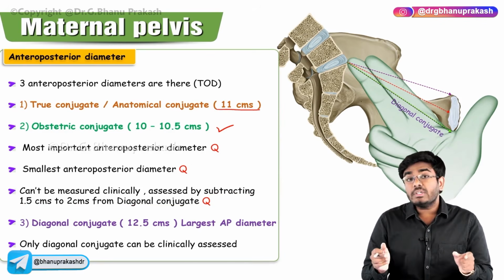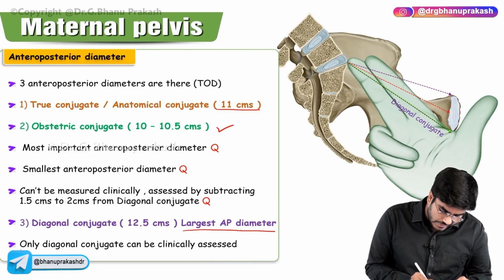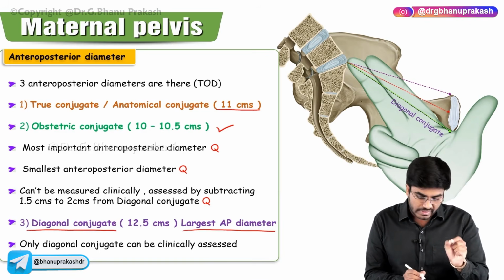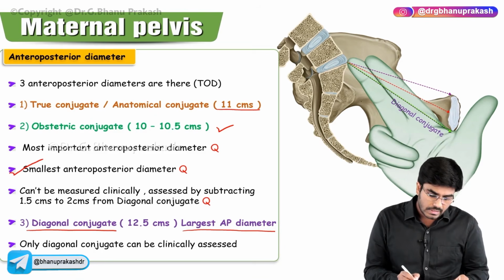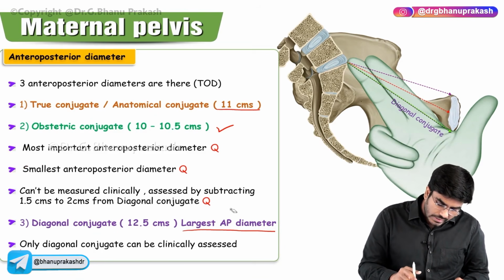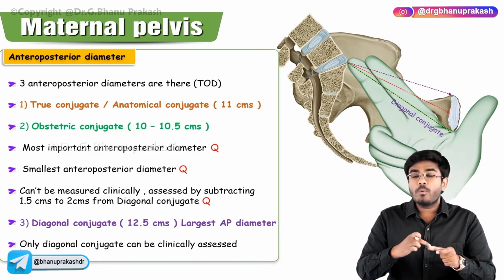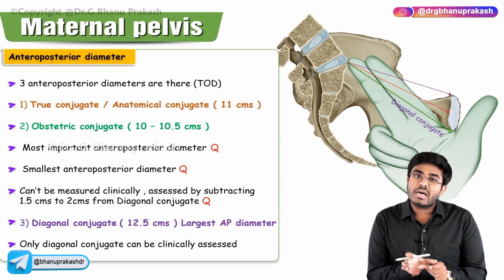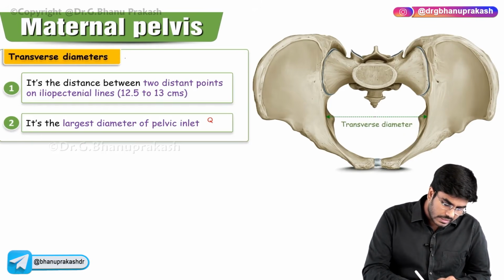And what is the largest antero-posterior diameter of pelvic inlet? The largest antero-posterior diameter of pelvic inlet is diagonal conjugate, and the smallest antero-posterior diameter of pelvic inlet is obstetric conjugate. As it is the smallest diameter, it is the most important diameter. Now we have seen all the antero-posterior diameters of the pelvic inlet. So antero-posterior diameters are completed. After antero-posterior diameters, we have transverse diameters and oblique diameters also. Now let's talk about the transverse diameters.